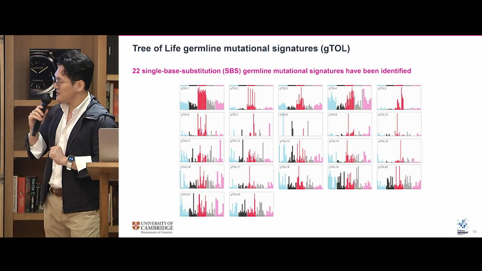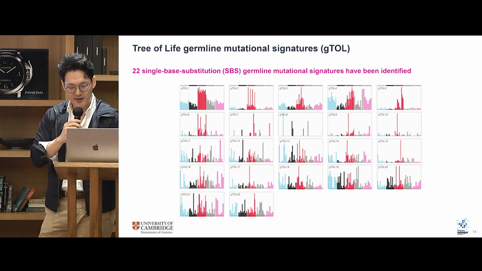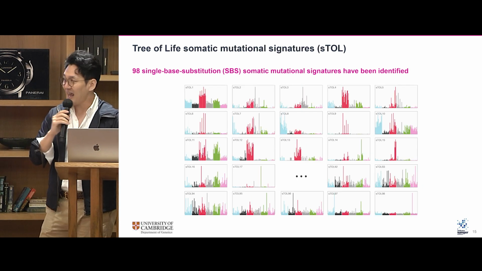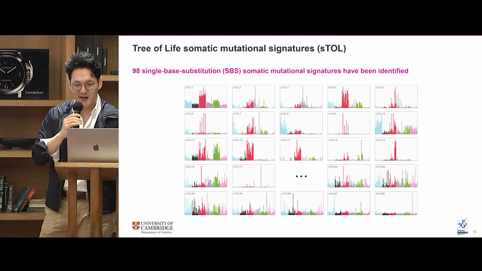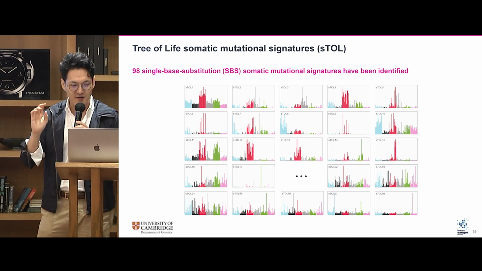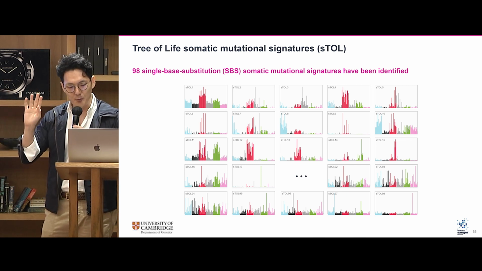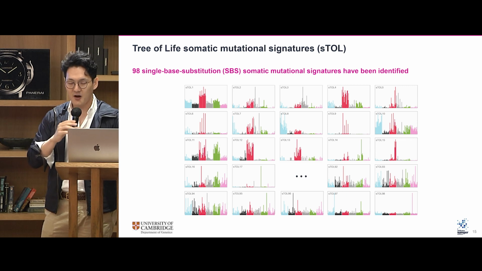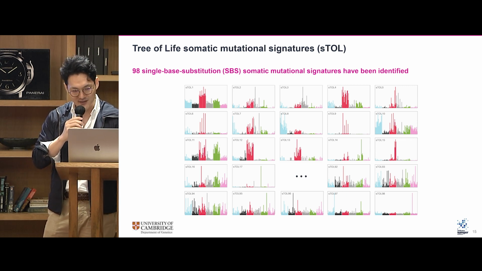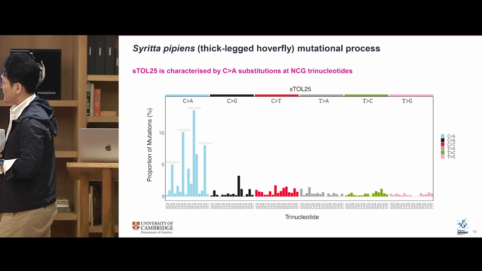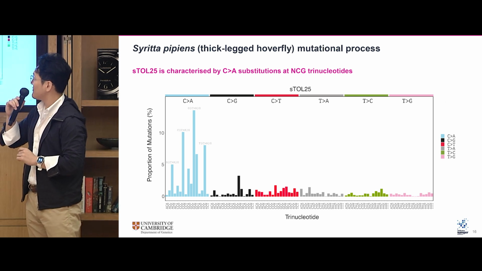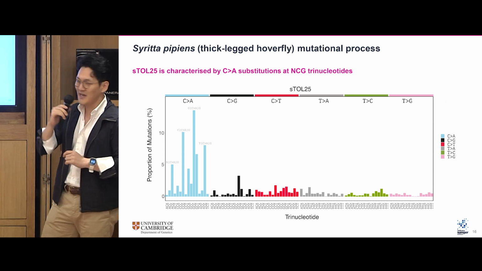And we identified 22 germline mutational signatures, and we identified 98 somatic mutational signatures. I will not go into every detail of every signature, but we are also hoping to submit a manuscript of this paper very, very soon, so look out for that. But here is just one example of a mutational process that we identified in an insect called the thick-legged hoverfly.